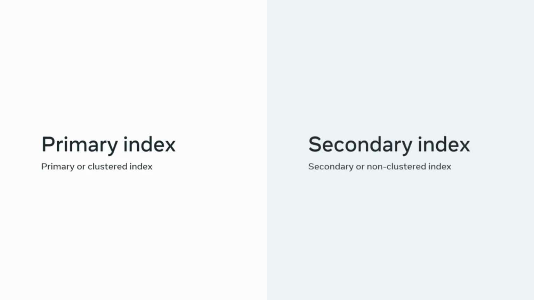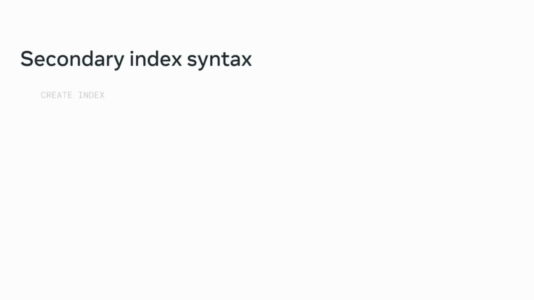During your study of indexes, you learned that there are 2 types of indexes. The first is a primary index, also called a clustered index. The second is a secondary or non-clustered index. And you then reviewed the syntax for creating a secondary index. This involves using a create index statement, a custom index name, and the on keyword to target the required table and columns.